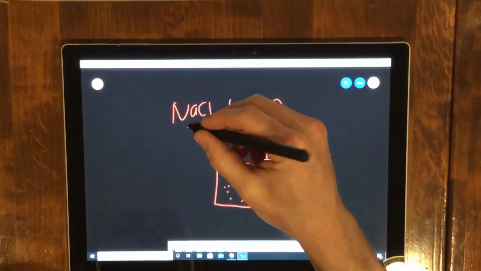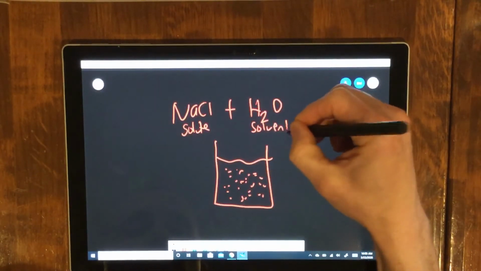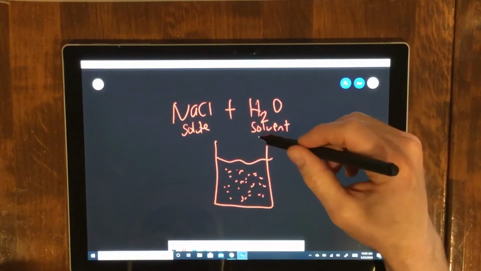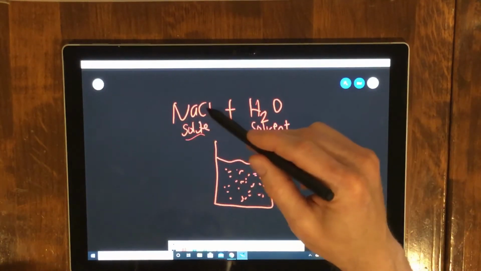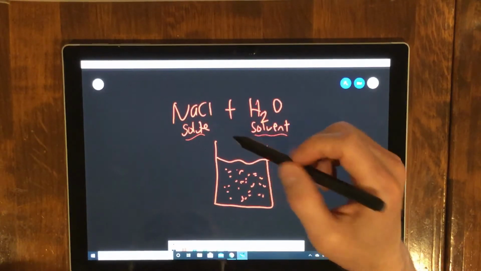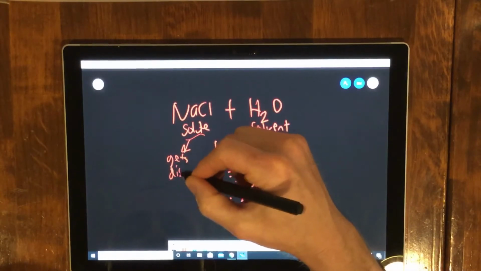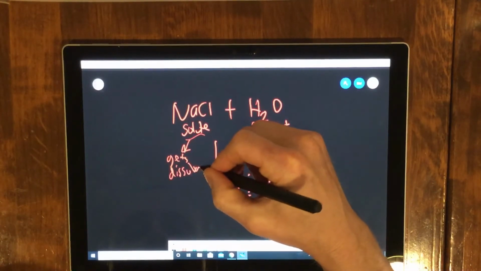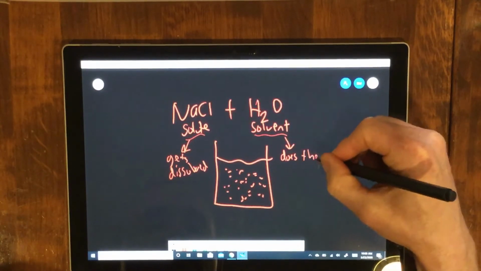And it's important you understand this is called the solute. This is the solvent. Water in Regents Chem is pretty much always the solvent, and the solute is usually solid, but it can be liquid or gas. Basically, the solute gets dissolved, so it gets broken down, and then the solvent does the dissolving.